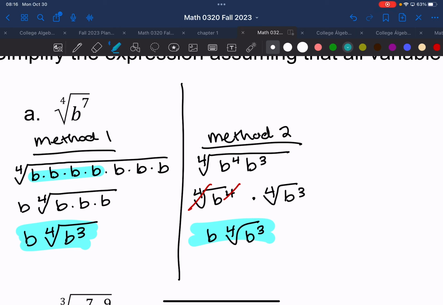Okay. For this one, I'm going to be doing method 2. Okay. Any questions on the 2 different methods? So it's based on preference on what you're going to do on the exam.